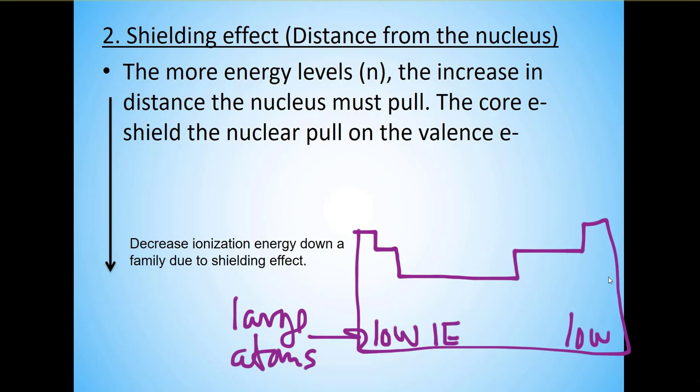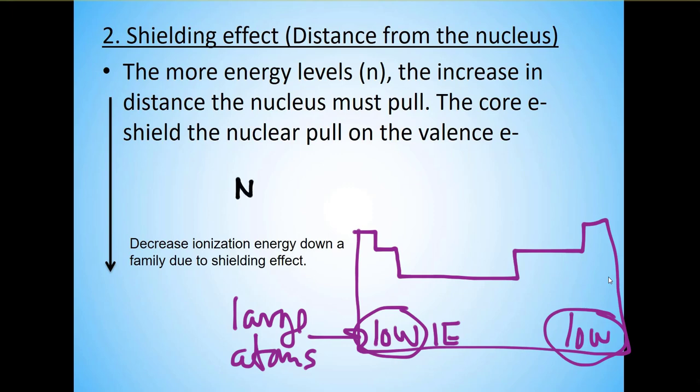You would still have the nonmetals be higher in this area than the metals over in here. But in the family, the large atoms at the bottom would be lower ionization energy. And this has to do with the size of the atom.